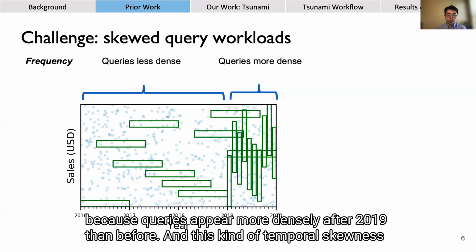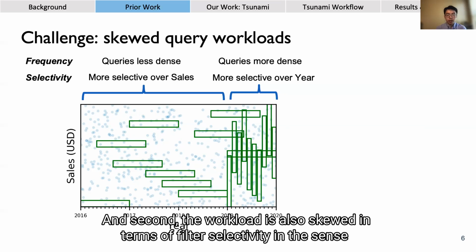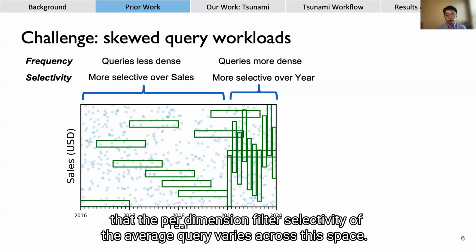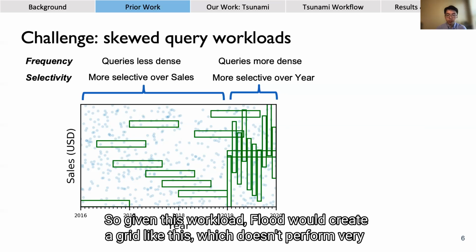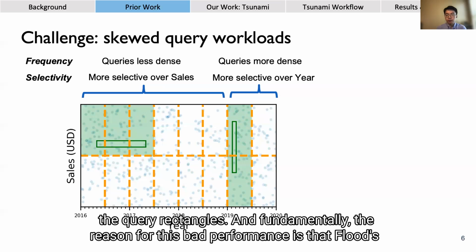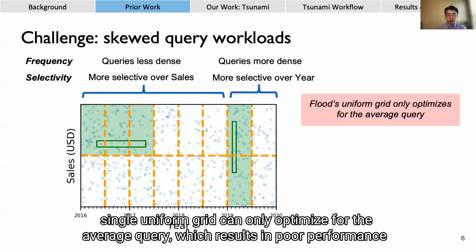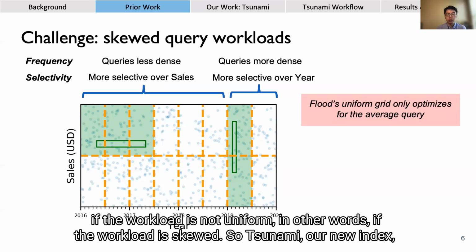This kind of temporal skewness is very common in practice because you're more likely to query recent data than stale data. And second, the workload is also skewed in terms of filter selectivity, in the sense that the per dimension filter selectivity of the average query varies across this space. Given this workload, Flood would create a grid like this, which doesn't perform very well, as you can see visually by the fact that there's a lot of extra scanning of data outside the query rectangles. Fundamentally, the reason for this bad performance is that Flood's single uniform grid can only optimize for the average query, which results in poor performance if the workload is not uniform. In other words, if the workload is skewed.